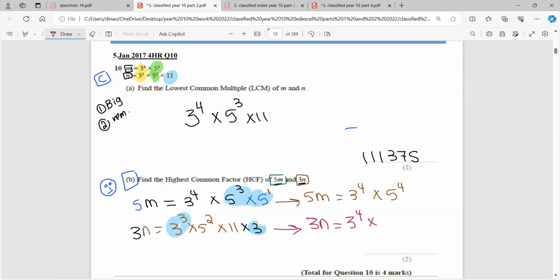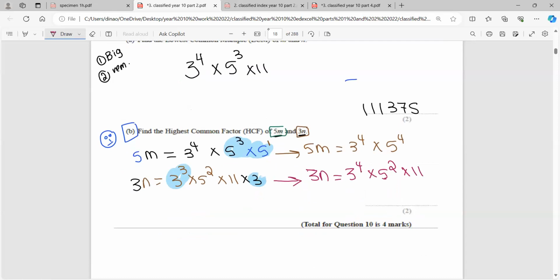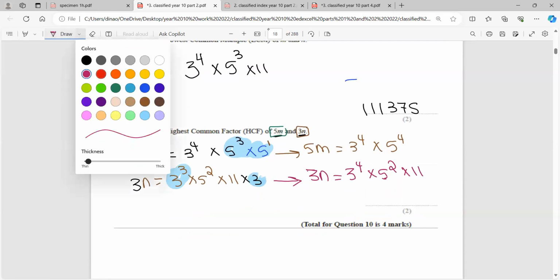5 squared will remain as it is. And then 11 will remain as it is. So here I added a 3 and added them together, so it became 3 power 4. I added a 5 and I added a 3. Now the question says find the highest common factor.